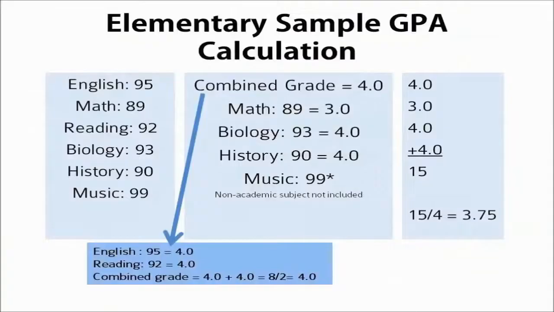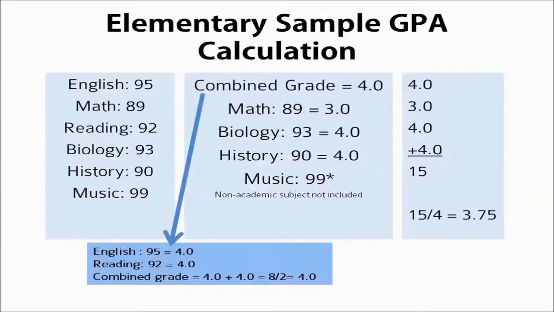Many elementary schools give multiple grades for English, reading, language arts. In order to accurately and fairly calculate GPAs, the Carson Scholars Fund will average multiple English, reading, language arts grades and use that one average grade when calculating the GPA. Here's a sample GPA calculation for an elementary student given multiple grades for English, reading, and language arts.